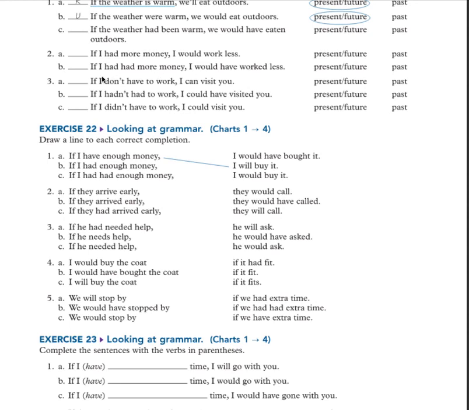2B. If I had had more money, I would have worked less. Look at the if clause. Had, past perfect. Would have and work, past participle in the result clause. So this is unreal in the past. And my clause, if I had had more money. Do number 3, A, B, C.